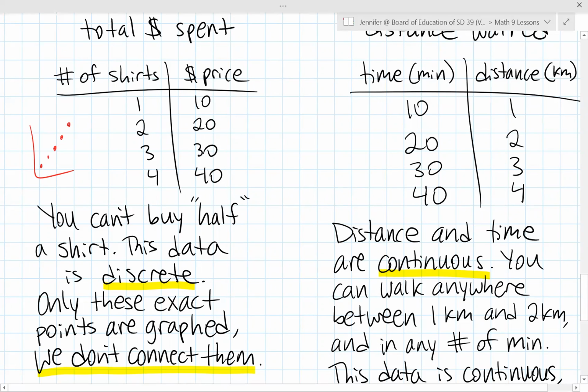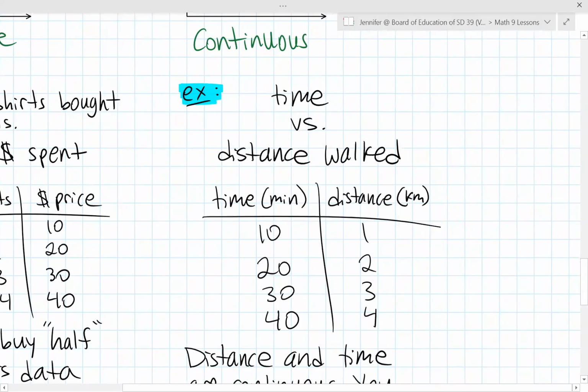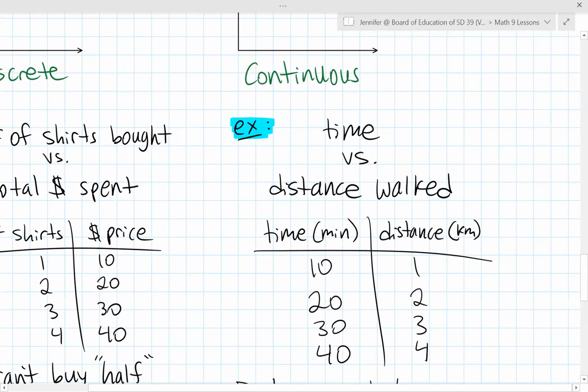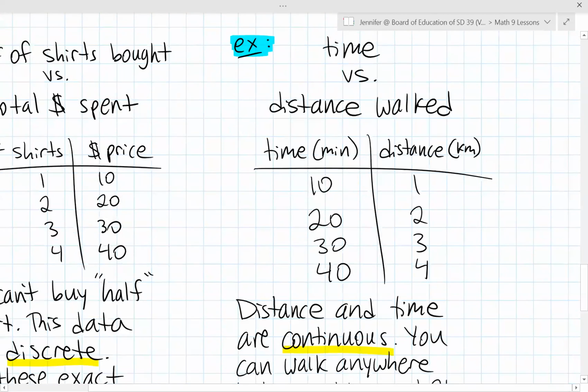They're not connected, but we have the individual data points on the graph. An example of a continuous one might be time that has passed versus how far you've walked. So we've got time in minutes, going up by 10 minutes each time, and kilometers walked, your distance, going up by 1 each time.